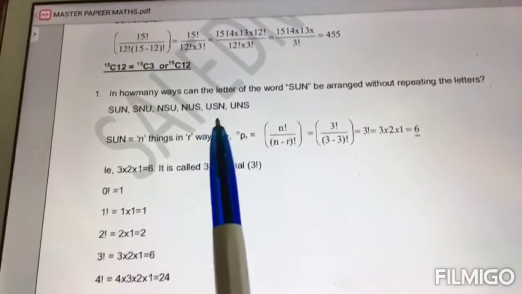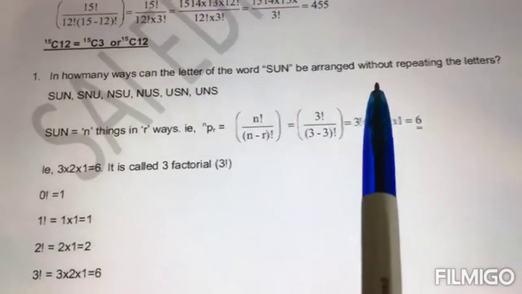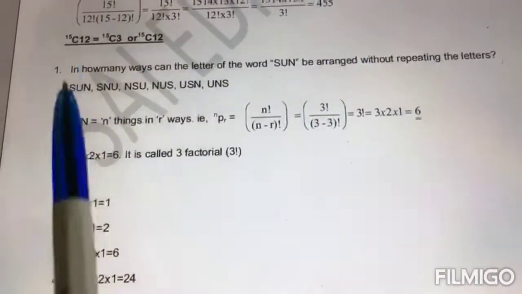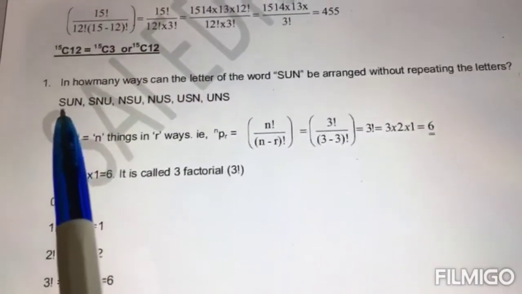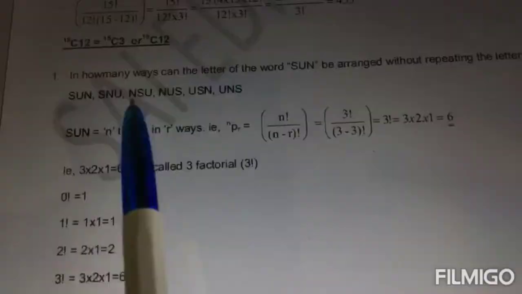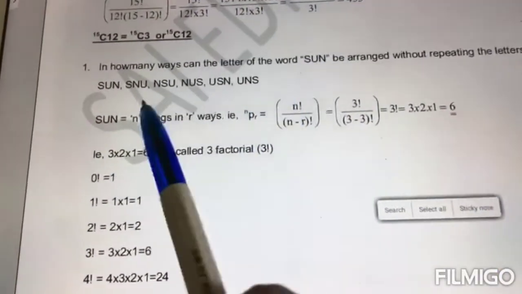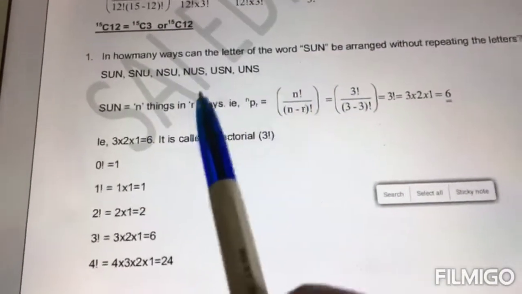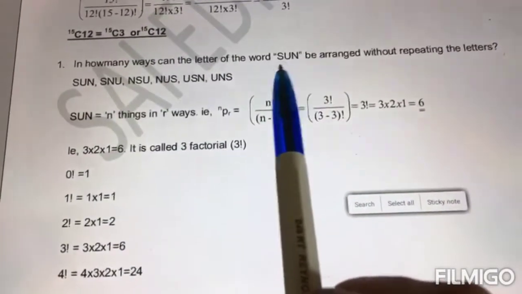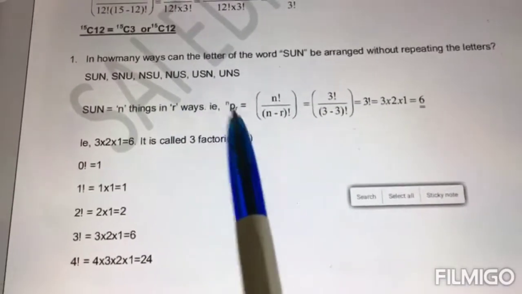Alright, number 1. In how many ways can the letters of the word SUN be arranged without repeating the letters? So let's try. The first way is SUN, as it is. The second way will be SNU, then NSU, NUS, USN, and UNS. So basically there are 6 ways, right? Now, in some cases, the word will be very long, so you can't continue this. You won't even have time. So then we have to use a formula.